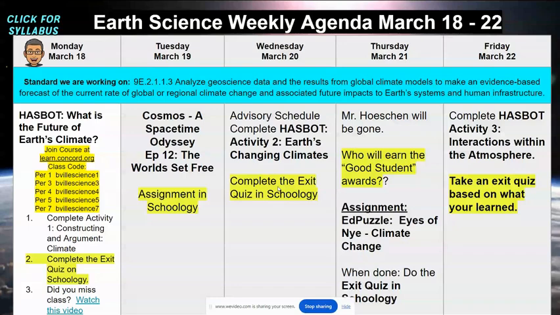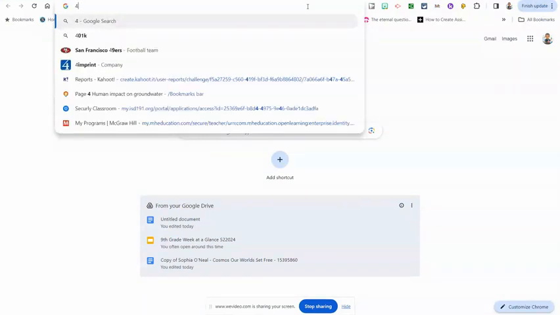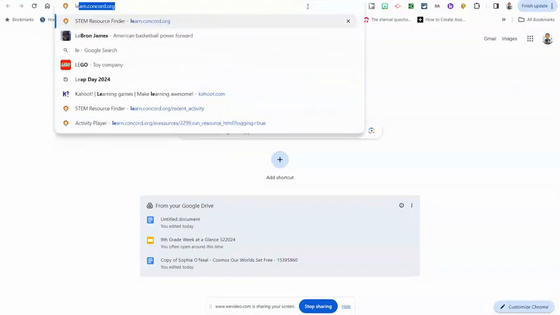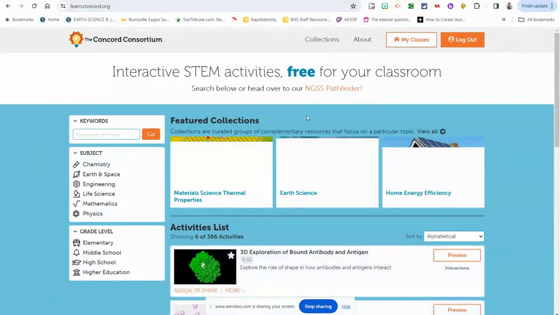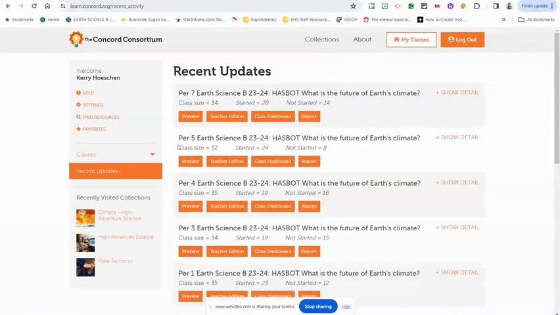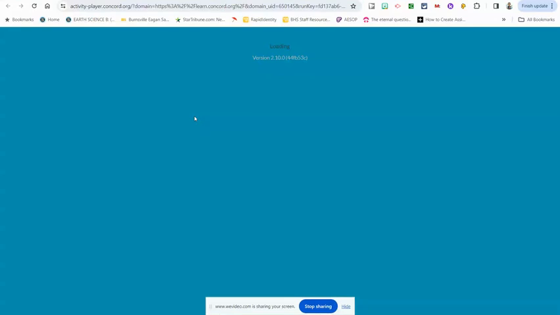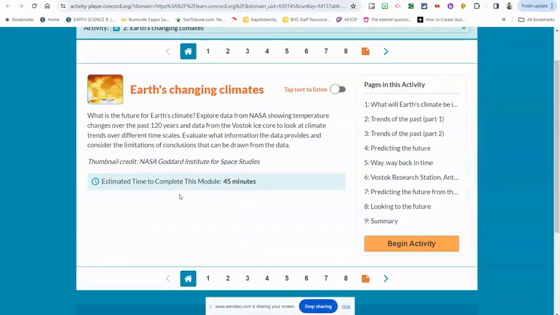Okay, so I'm going to go to learn.concord.org. And I am logged in already, it appears. As you go into HASBOT, learn.concord.org, and sign in with your Google account, the first page looks like this. We're doing Activity 2, and you can see it has several parts to it.